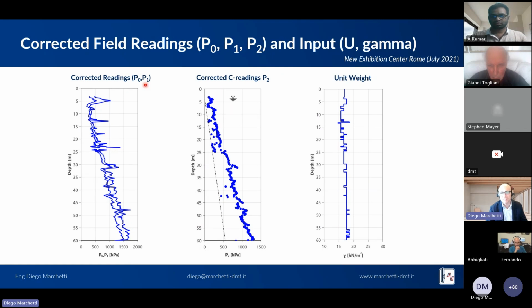This is confirmed independently with this corrected C reading, P2, showing excess pore water pressure, where the P0 and P1 are close to each other, indicating independently clay, and where it's sand, the C reading confirms the fully drained behavior because the C reading is on the hydrostatic water pressure line in this site.